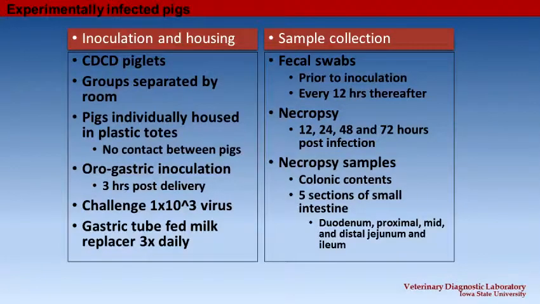Now, I want to show you probably the first experimental reproduction of the disease, which was done here at Iowa State. We used CDCD pigs, cesarean-derived, colostrum-deprived, so they don't have any immunity at all, any protection against this virus. They were infected orogastrically with a really low dose, 10 to the 3. We took fecal swabs and did a time-course necropsy, really short because the duration of the clinical signs is no more than 3 to 4 days. We necropsied and evaluated which region of the GI tract was the most affected.